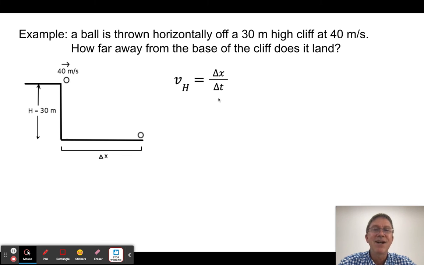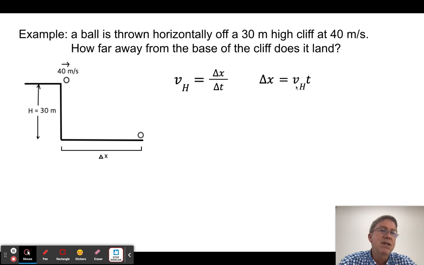In order to answer that, I've got to know how long it's in the air. Then the horizontal motion has nothing to do with that. It's vertical values. So what vertical value do I know? Well, what I know is the height. That's a vertical value. I'm going to use the height to figure out what the value is for time.